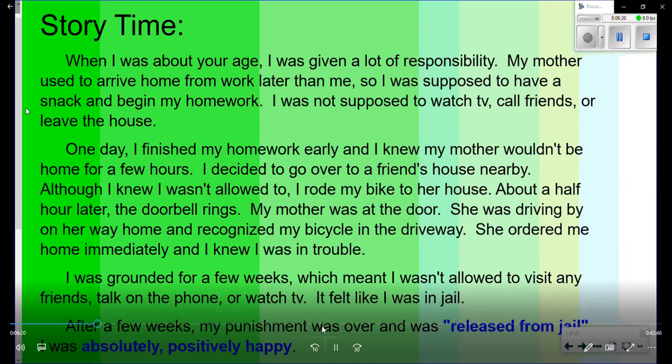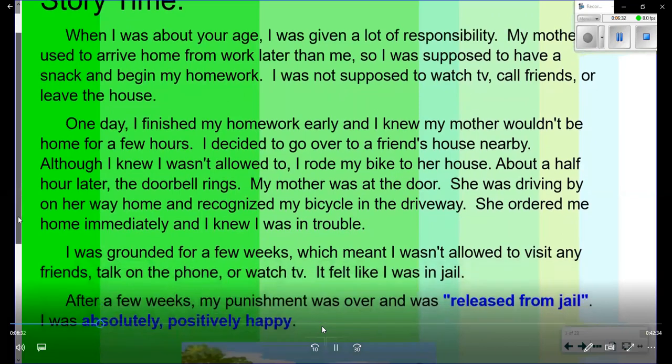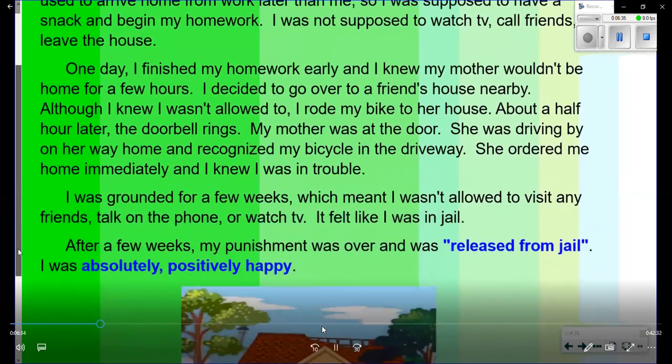I was grounded for a few weeks, which meant I wasn't allowed to visit any friends, talk on the phone, or watch TV. I felt like I was in jail. After a few weeks, my punishment was over, and I was released from jail, and I was absolutely, positively happy.